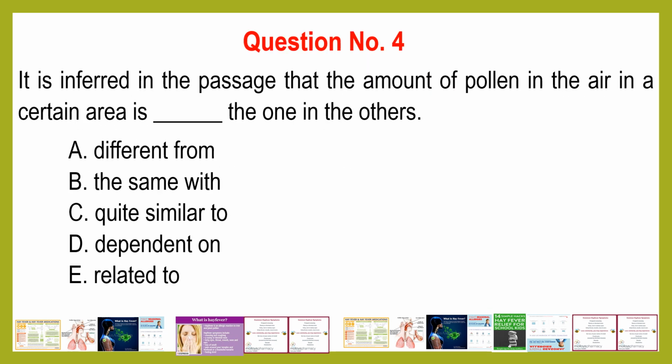Question number 4. It is inferred in the passage that the amount of pollen in the air in a certain area is different from the one in the others. Of course, the correct answer for this question is option A, different from.